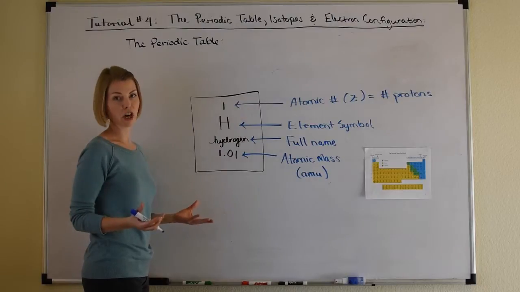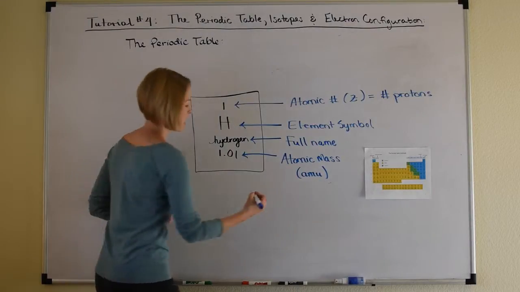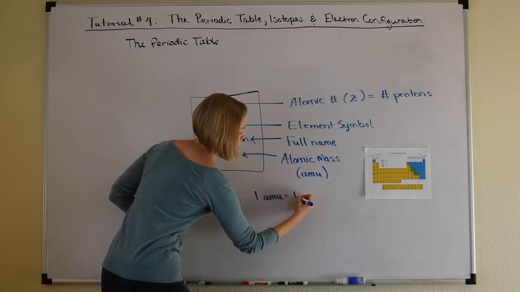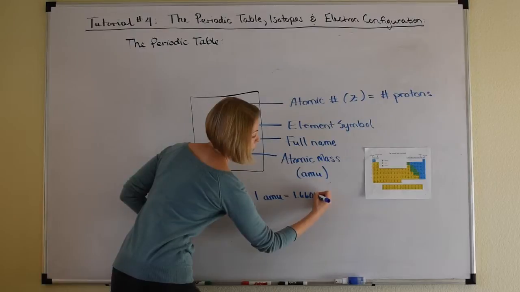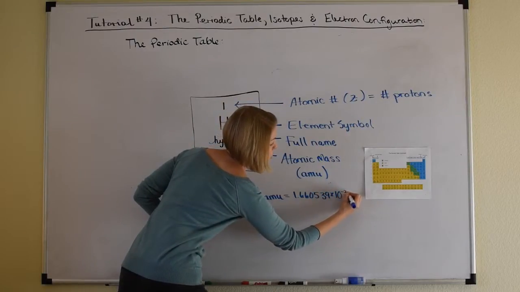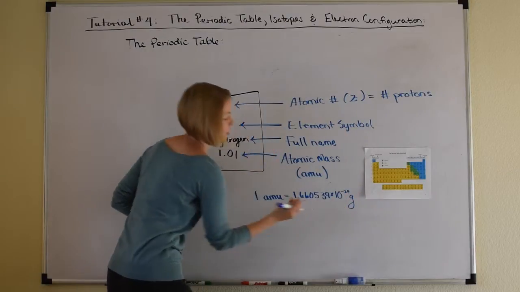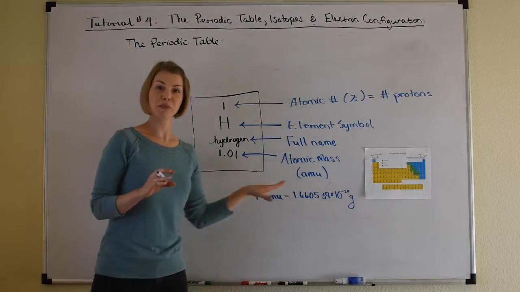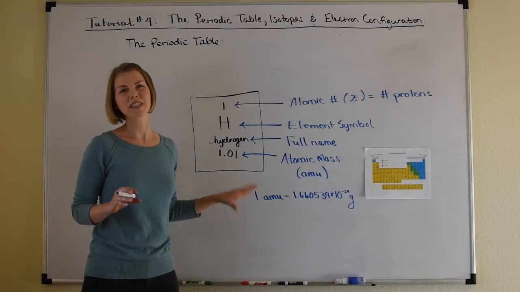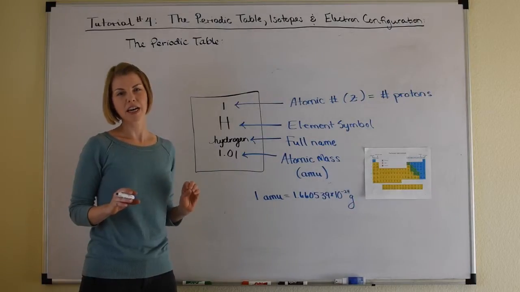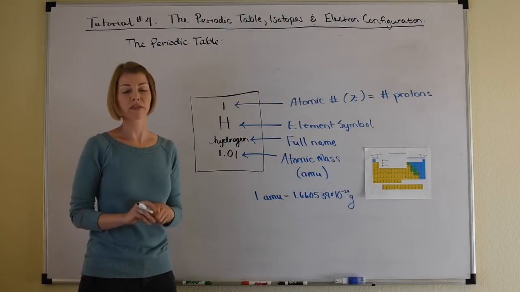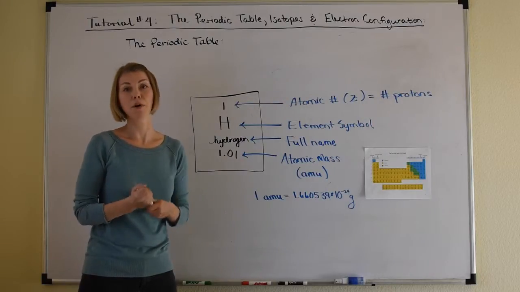So it's good to know how the atomic mass unit relates to the gram. One atomic mass unit is equal to 1.660539 times 10 to the negative 24 grams. Okay, so if you ever need to do a conversion between AMUs and grams, there's your conversion factor right there. And AMU is very, very tiny, because it's used to represent the mass of just a single atom of an element, which is a very tiny, tiny particle.